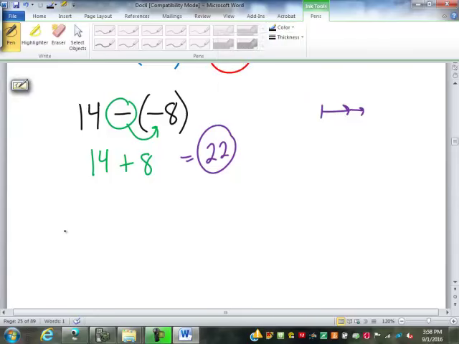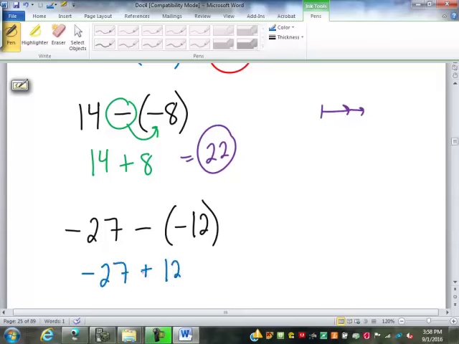So what if we have negative 27 minus negative 12. What's this going to become? Perfect. Negative 27 plus the opposite of negative 12 is a positive 12. Negative 27 plus 12, what's that become? Negative, opposite direction, so the difference between 27 and 12 is 15.